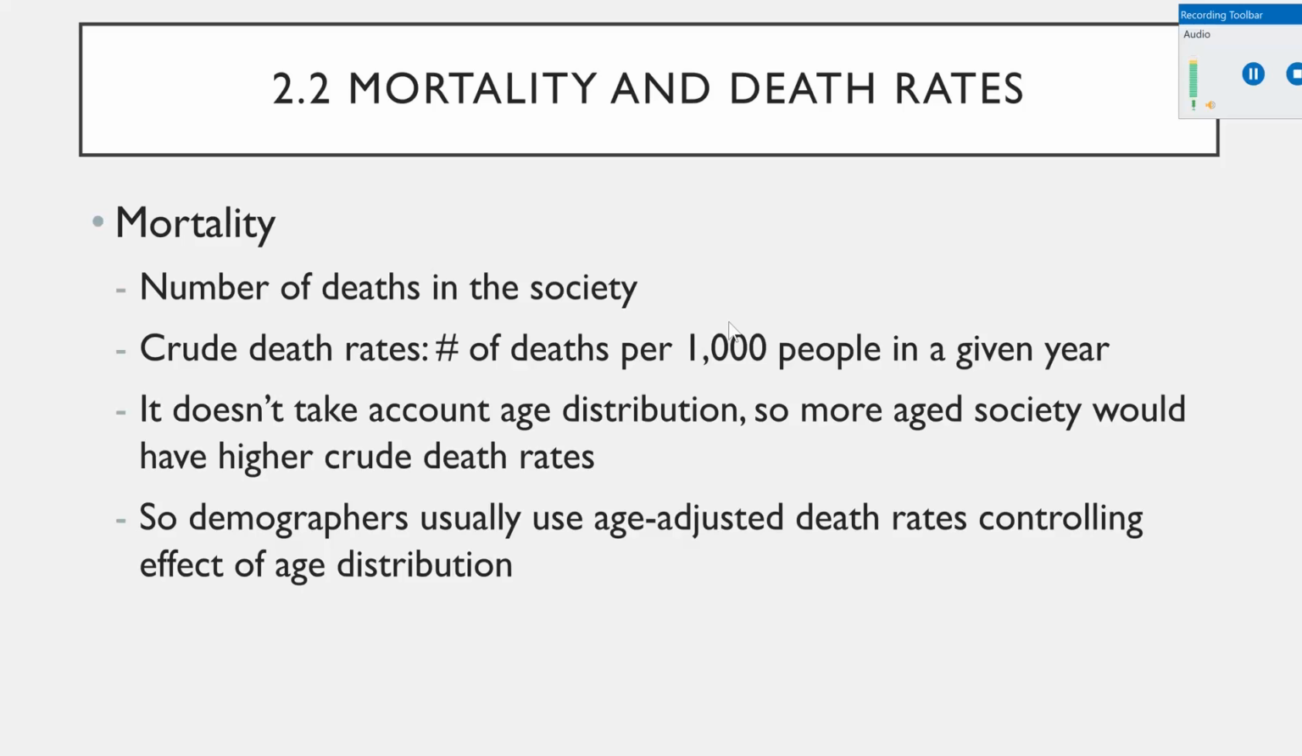Let's suppose there is a city full of elderly people over 65. If there are 1,000 elderly, that city may have a higher death rate compared with a very young city full of children in kindergarten. So it doesn't account for the age distribution. The crude death rate is not the ideal measurement of the mortality rate, so demographers usually use the age-adjusted death rate, controlling for the impact of age.